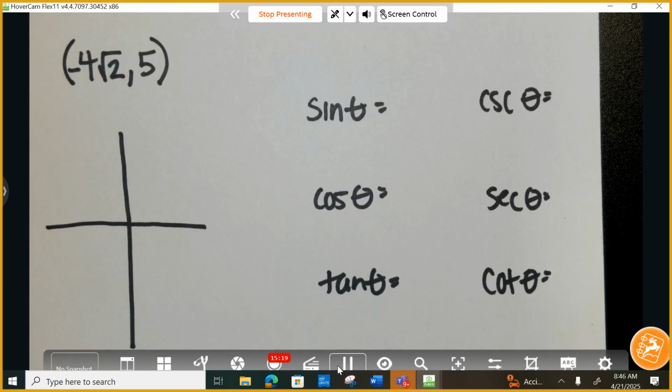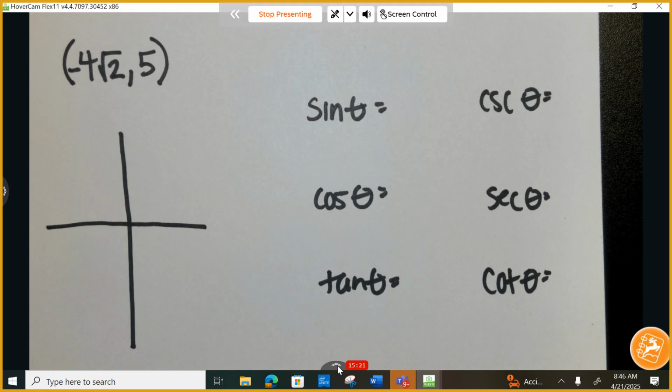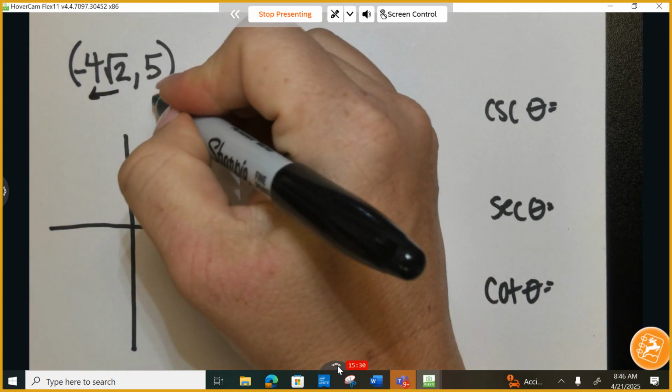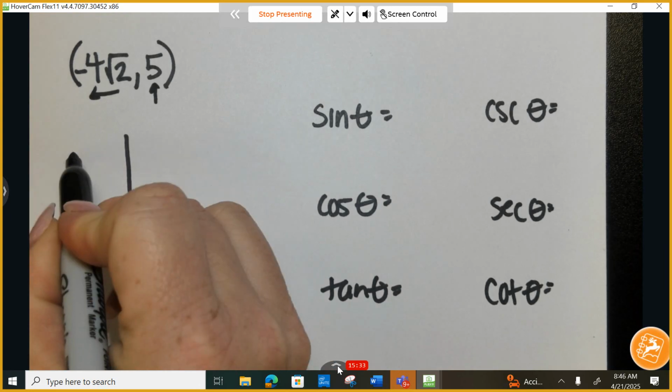So how do we do this third and final problem? Again, you're not going to stress out about where exactly it is. You just need to know which quadrant it is in. So when I'm looking here, I'm going to go in the direction of left and then up. So left and up, I make a dot.